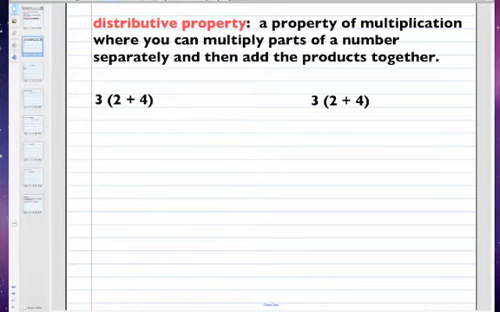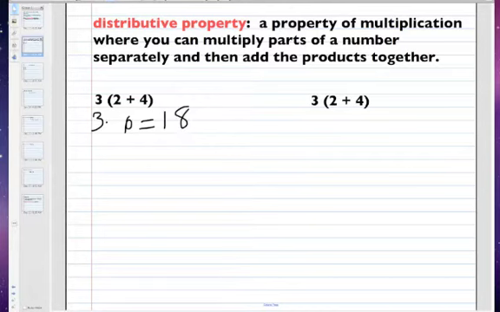Let's say I have the problem 3 times (2 plus 4). Now we might be inclined to apply order of operations, where we solve what's inside the parentheses first. 2 plus 4 is 6, and then multiply it by 3 and get 18.